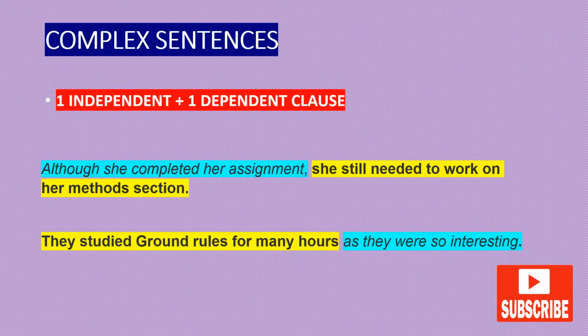Here, the example is, although she completed her assignment, she still needed to work on her method section. Or, they studied ground rules for many hours as they were so interesting. In the first sentence, note the comma in the sentence because it begins with a dependent clause. In the second sentence, on the other hand, note that there is no comma in the sentence because it begins with an independent clause.